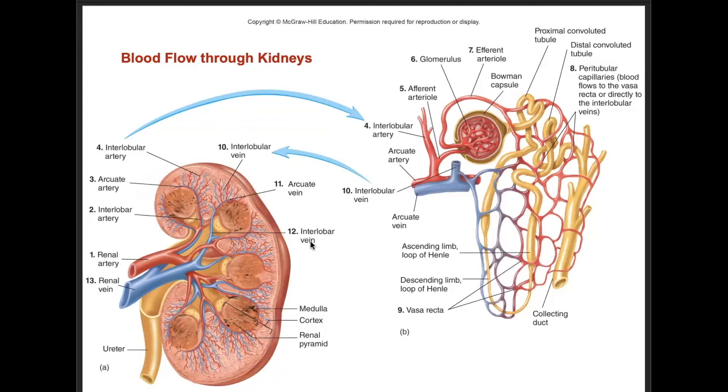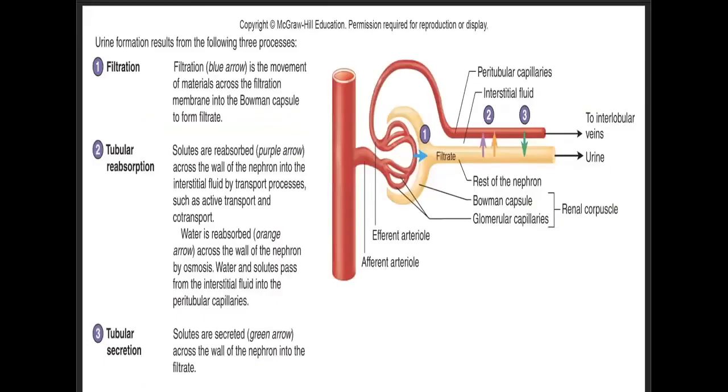Okay, so that's how the blood flows in our kidney. Okay, and during this process, we have here the urine formation. How the urine is being transformed or being produced. So the first one here, we have the filtration. So as you can see here, it says follow the blue arrow on this one. So filtration is the movement of materials across the filtration membrane to the Bowman capsule to form your filtrate.